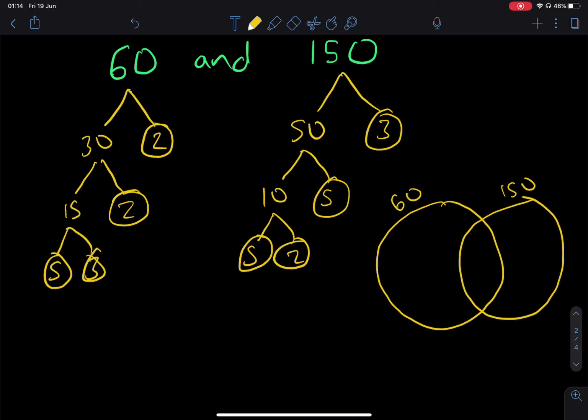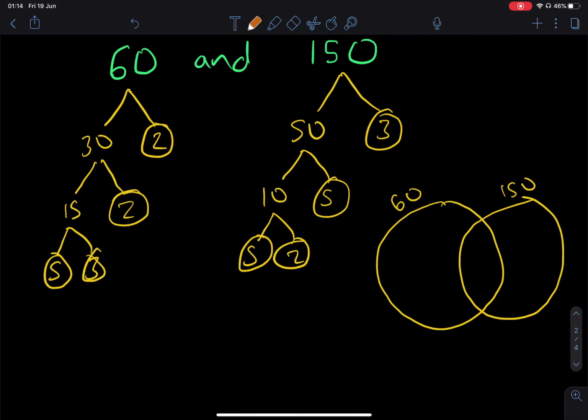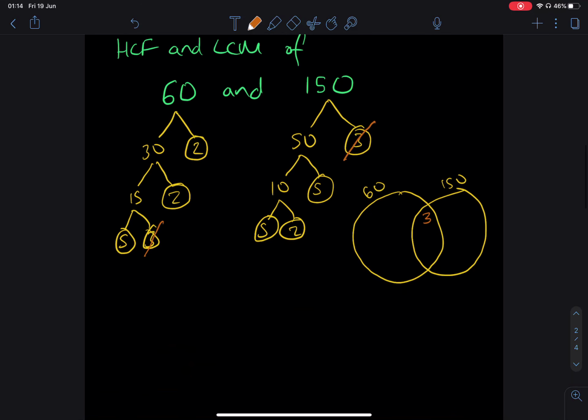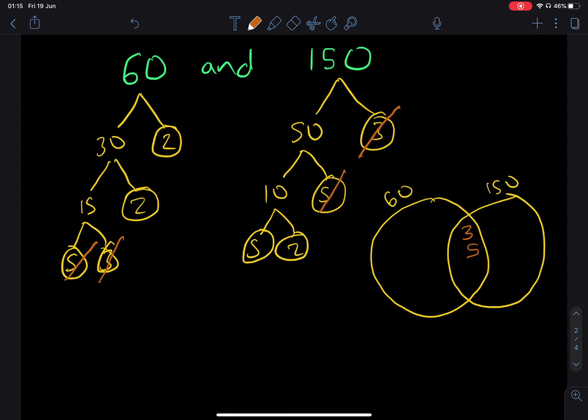Okay, and what about if I start off with the right hand side? This time doesn't make a difference. So let's start with a 3 here. Do I have a 3 on the left hand side? Yes, I do. So I'll cancel it out and just write it down just once in the middle. So I'm looking for pairs again. I've got a 5 over here. Do I have a 5 on this side? Yes, I do. Cancel, cancel, write down a 5 just once in the middle.